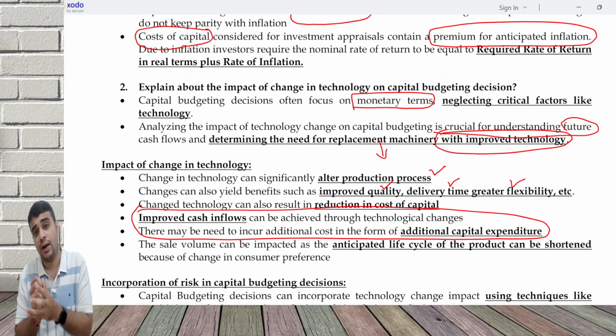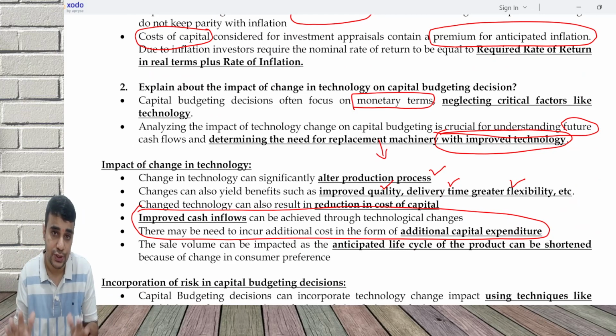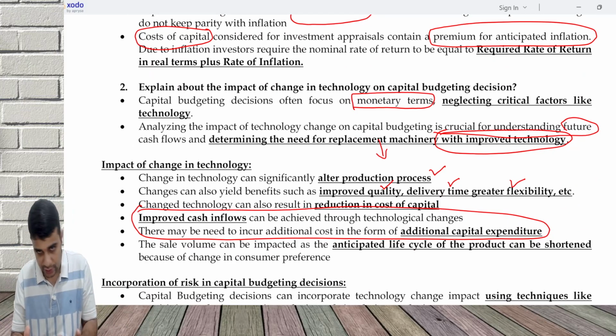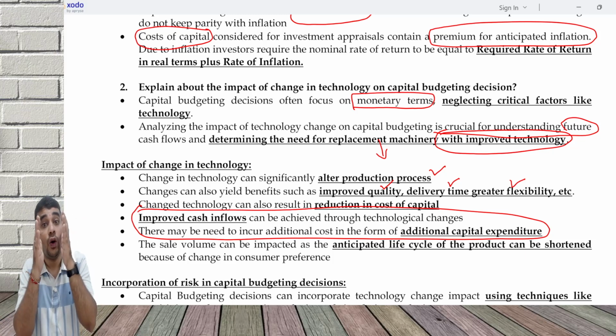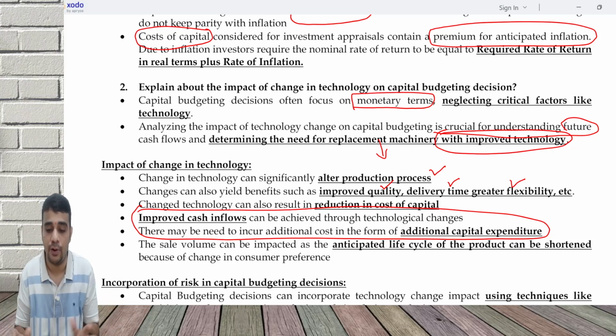How does technology impact? Technology can lead to variation in my revenues, variation in my cash flows, variation in my cost, variation in my initial investment, and it can also lead to abandonment of a project.